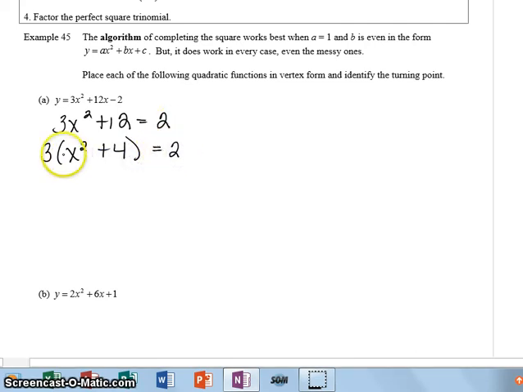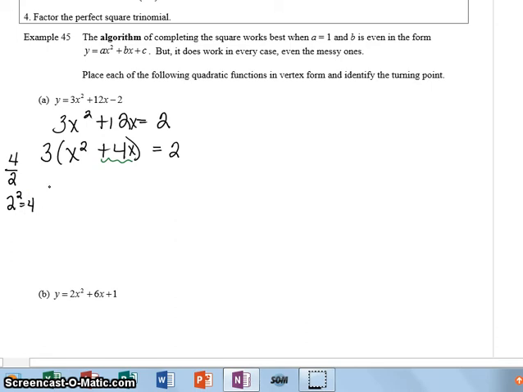Now, here's my new x terms, and I'm going to complete the square in here. So this, oops, I forgot my x there. Let me throw that back in there. So my b is positive 4. So off to the side, I'm going to go b divided by 2. That's 2. But then 2 squared is going to give me a 4.